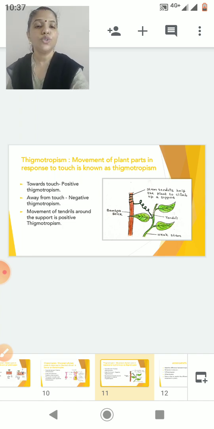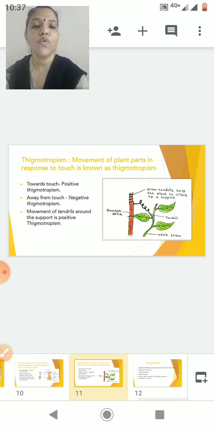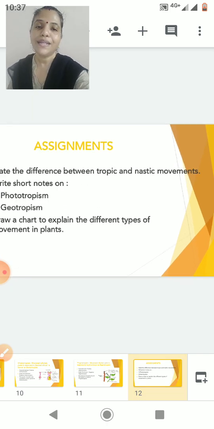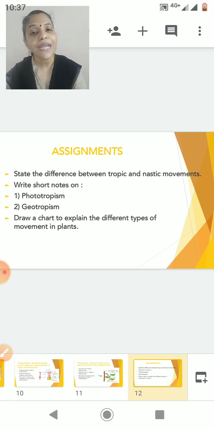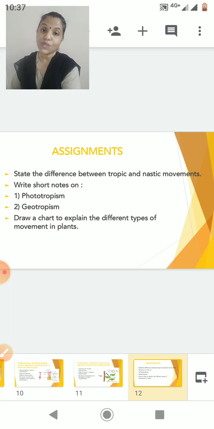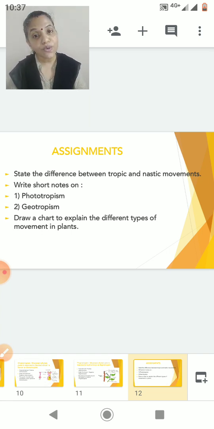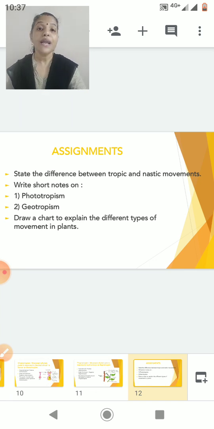Now students, let's move over to the next slide. And it's time for your assignments. What assignment questions? State the difference between the tropic and nastic movement. You have to say which one is growth related and which one is not growth related. You have to write examples of tropic and examples of nastic movements.